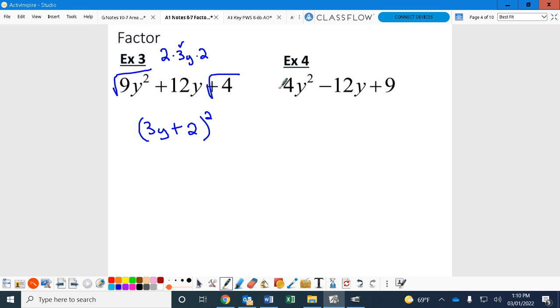Okay. Next, do you see how fast these should be? Quick, guys. What's the square root of 4y squared? 2y. What's the square root of 9? 3. Plus or minus? Minus. And the whole thing is squared. 2 times 2y times negative 3. Does that equal negative 12y? So you're good. That's it. You're done. Much, much faster than doing a diamond for these.